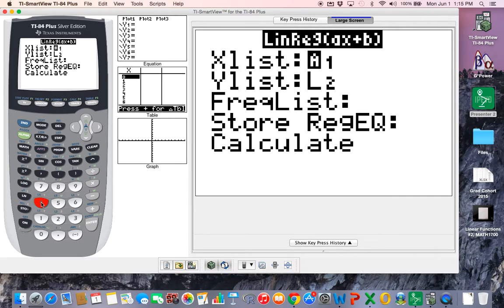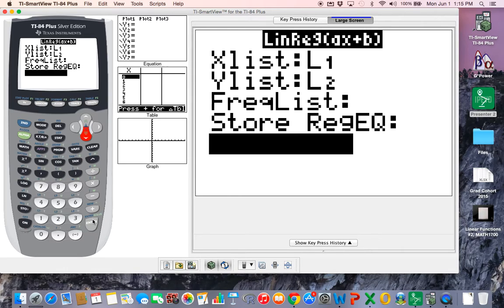Now, this is a newer operating system than the calculator that I showed in previous videos. But nevertheless, it's probably easier because XList needs to be L1. Again, those are gotten from access down here between 1 and 2. All right. Frequency list, we don't have anything, and we don't need to store it. So really all we need to do is just come down to calculate.